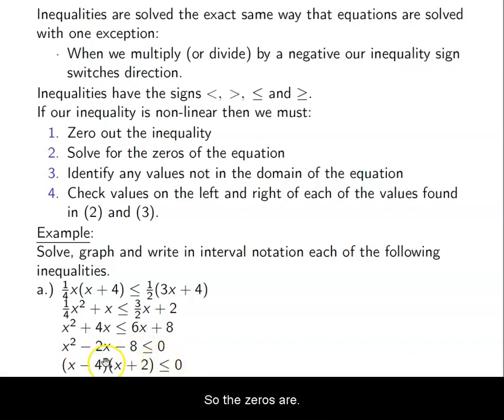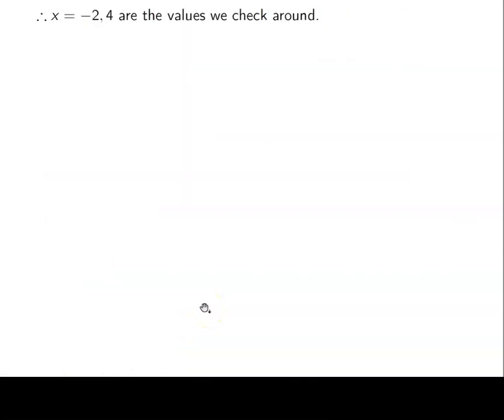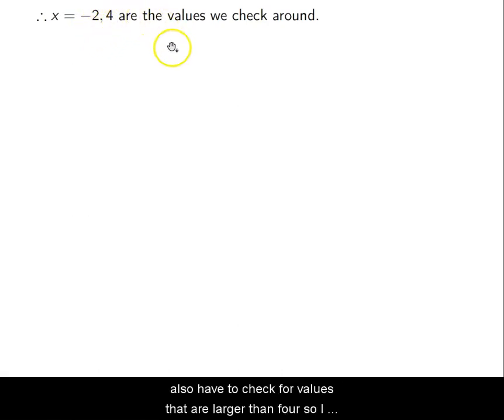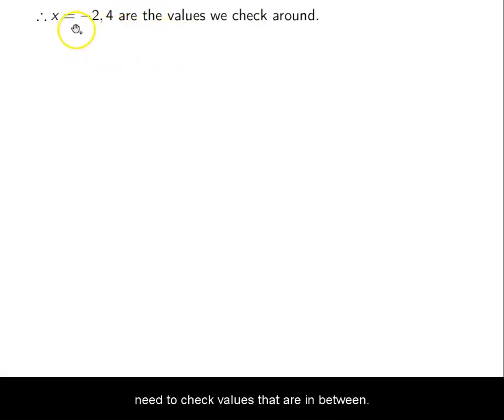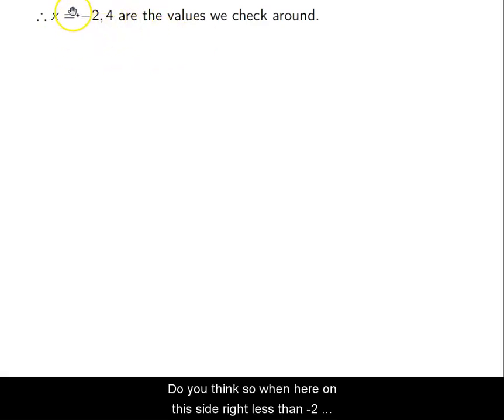So the zeros are -2 and 4, right? The opposite values of what appears here. Okay. So I need to check in between those values. So when I say in between those values, I need to check on both sides, right? So I need to check for values that are less than -2 and then also larger than -2 but less than 4. And then I also have to check for values that are larger than 4. So I need to check values that are in between these things. So one here on this side, right, less than -2, in between -2 and 4, and one larger than 4. So I need 3 values to check.